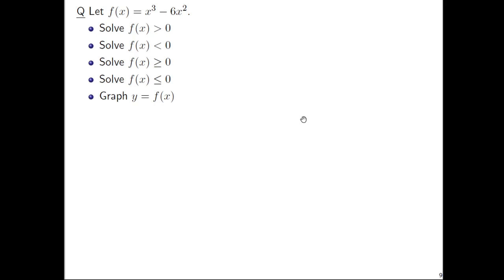All of these 5 tasks can be a little tedious, but the tedious amount of work that's necessary for any one of these questions, you basically get to reuse for all of the questions, which is why all 5 parts are here. So let's pick apart the first one, f of x greater than 0, or if you substitute f of x with x cubed minus 6x squared, we want to look at x cubed minus 6x squared is greater than 0.